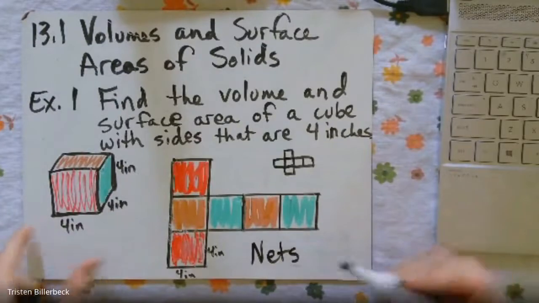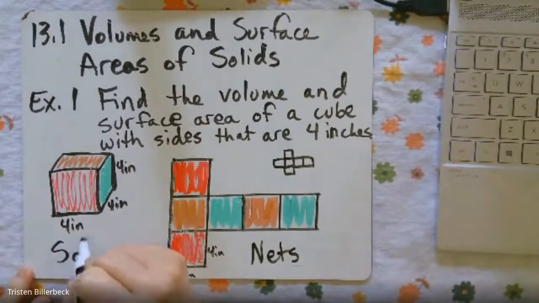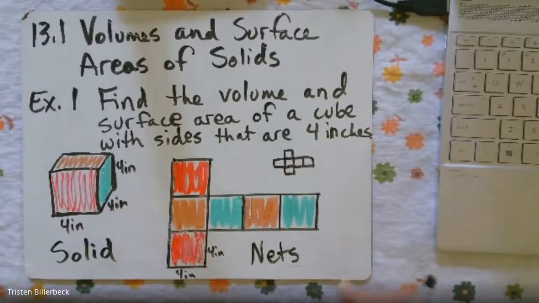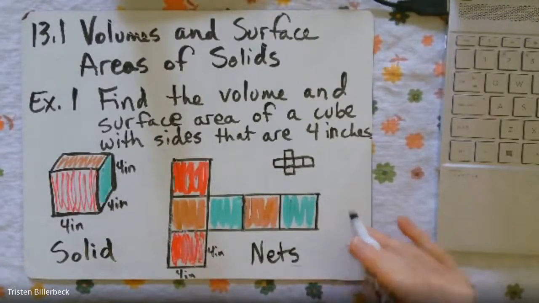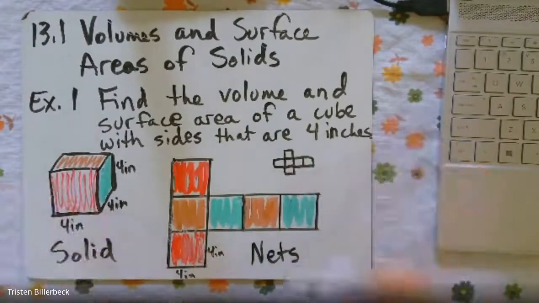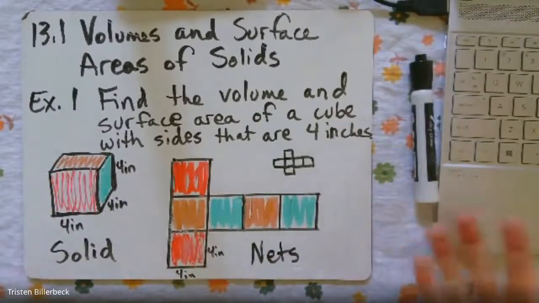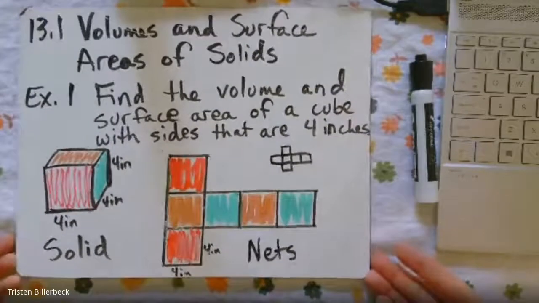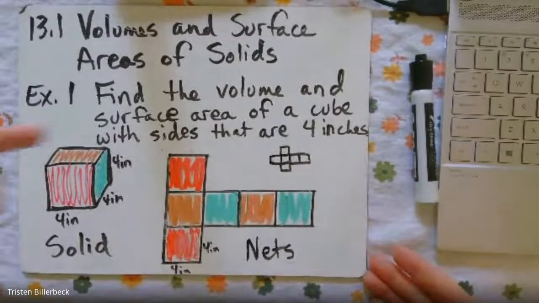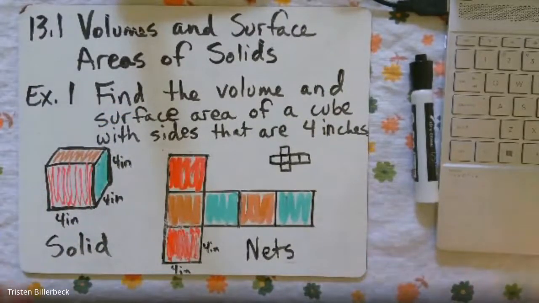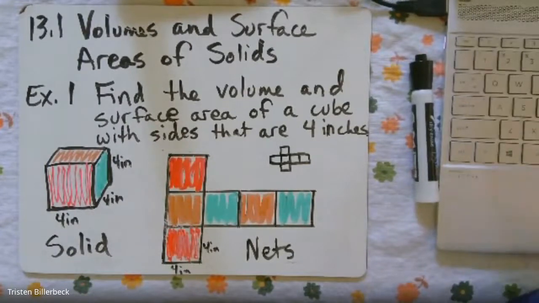Okay, so this is the actual solid. And this is called a net. Okay, so there's a lot of ways we could draw it if we were just to fold out the flat faces like a piece of paper. All right, so let's find the volume and the surface area of this cube.